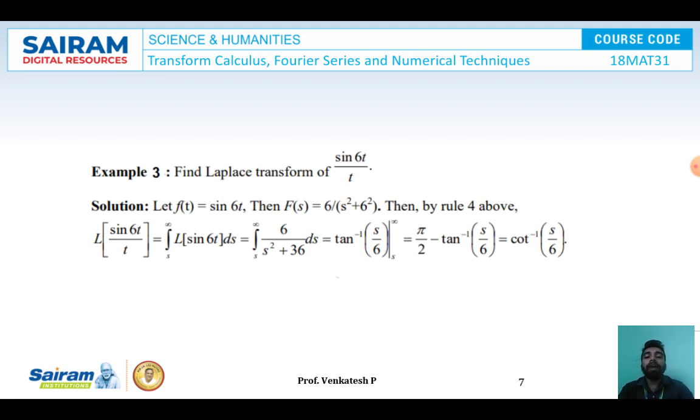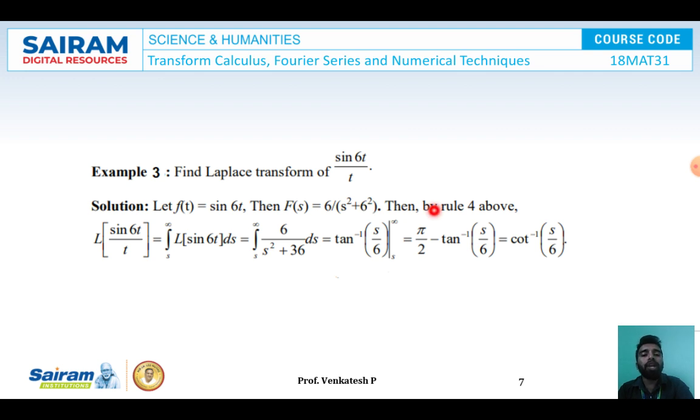Example number 3, find the Laplace transform of sine 6t by t. Here I am going to use the fourth property. So first choose f of t is equal to sine 6t and find the value of f of s. Applying the Laplace transform on both sides, we got f of s is equal to the Laplace transform of sine 6t. It will be equal to 6 by s square plus 6 square.